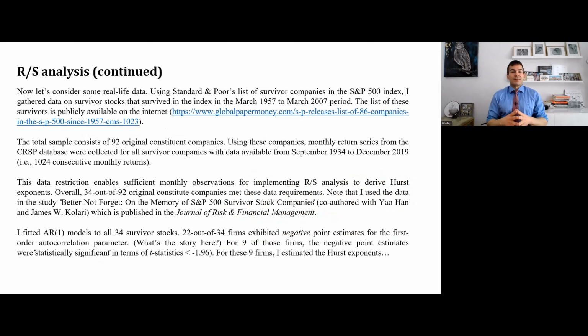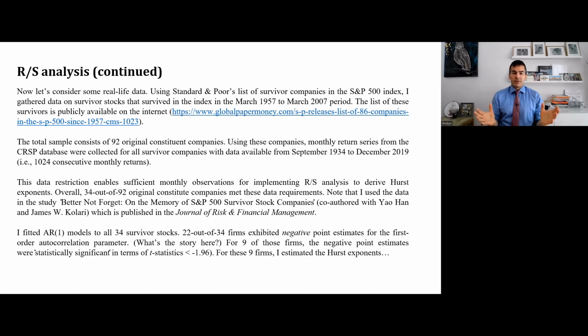Now let's consider some real-life data. What we use here is Standard & Poor's list of survivor companies in the S&P 500 index. I gathered data on survivor stocks that survived in the S&P 500 index between the March 1957 period and March 2007 period. The list of these survivor companies is publicly available on the internet. If you use this link, this was a press release from 2007 from the index provider.